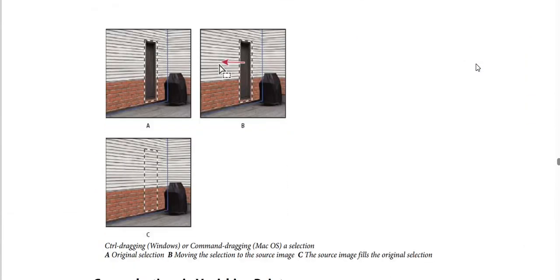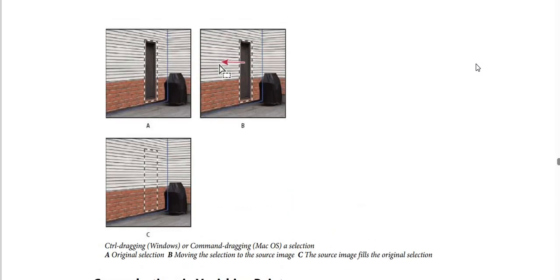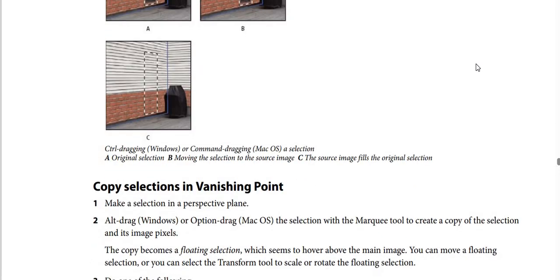And you have images here now. This screenshot now explains for you: control dragging if you use Windows, or command dragging if you use macOS. And the selection: A means the original selection, B means moving the selection to the source image, and C means the source image fills the original selection.